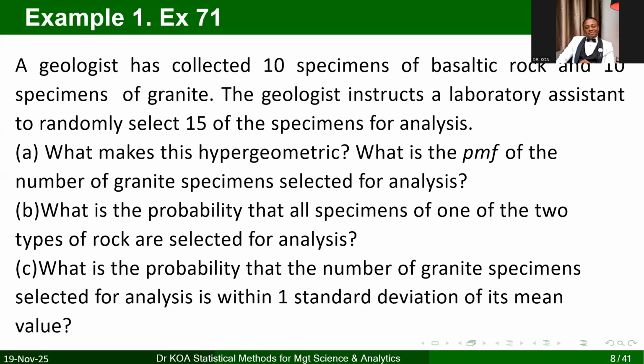Like they collected 10 specimens, it's stated there that it's 10. But technically, is the population 10? It's 20. So what is 10 here? Is it the basaltic rock and the granites that they collected? No, wait. What is the 10? You said the population is 20. Agreed. Before you can tell me that a population is 20, finite, you must tell me what the sample is. So the 10 is what?